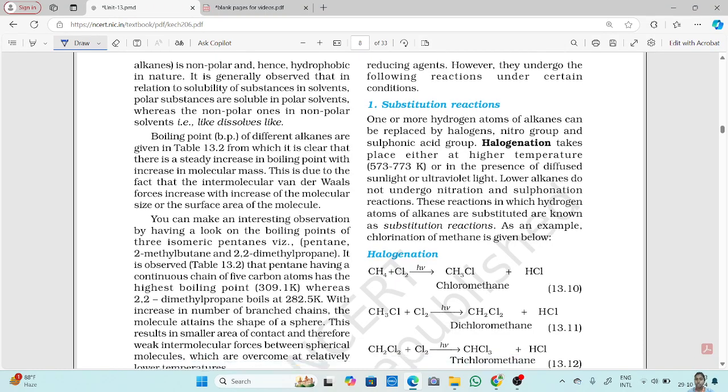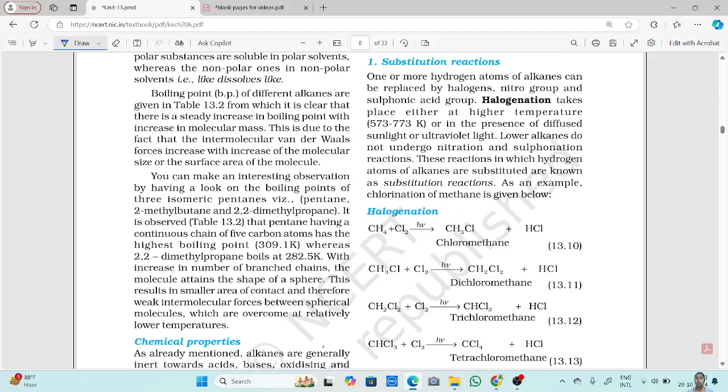Now, substitution reaction. One or more hydrogen atoms of alkanes can be replaced by halogens, nitro group and sulfonic acid. So in an alkane, you can replace one or more hydrogens by halogens, nitro groups or sulfonic acid groups.